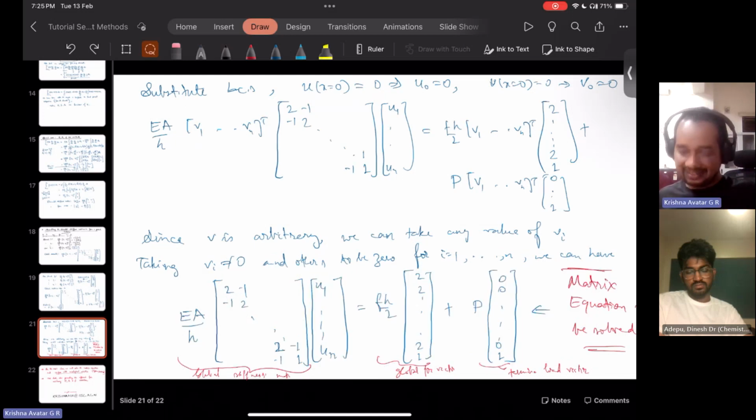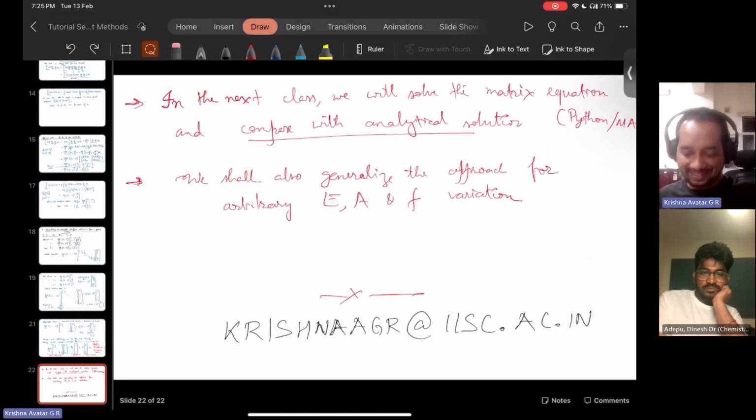See that? So this is where our previous session had ended. As we mentioned in the previous class, in the next class we'll solve the matrix equation and compare with the analytical solution in Python or MATLAB. But we shall also generalize the approach for arbitrary E and F variation. We'll do this, I think, by the next session.